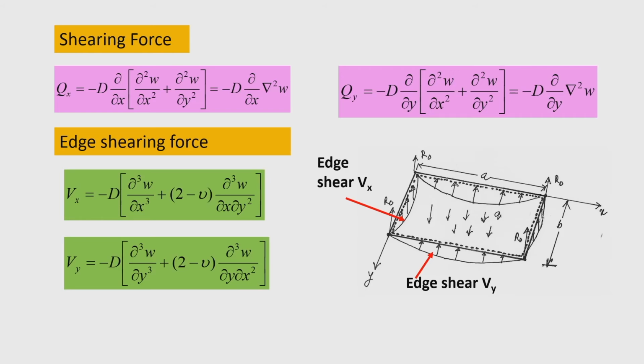Now, see the shearing force expression. Q x is given as minus D del by del x of del square W, where del square is the Laplacian operator. Similarly, Q y is given as minus D del by del y of del square W, where del square here is also a Laplacian operator. So it is obvious from these two expressions.